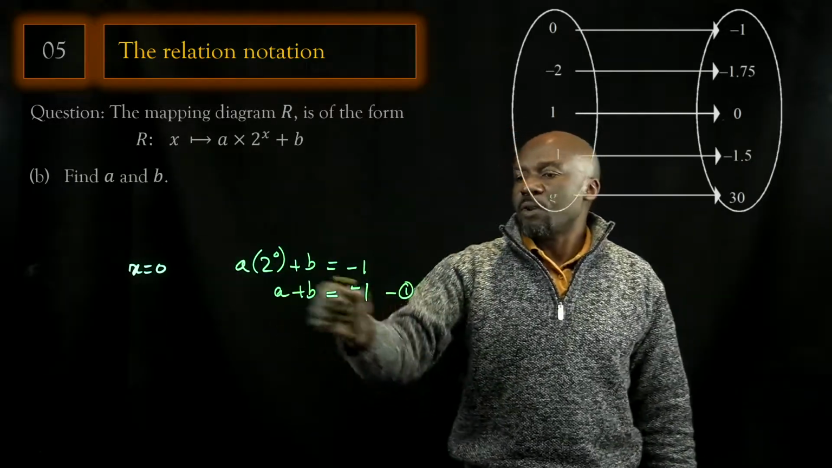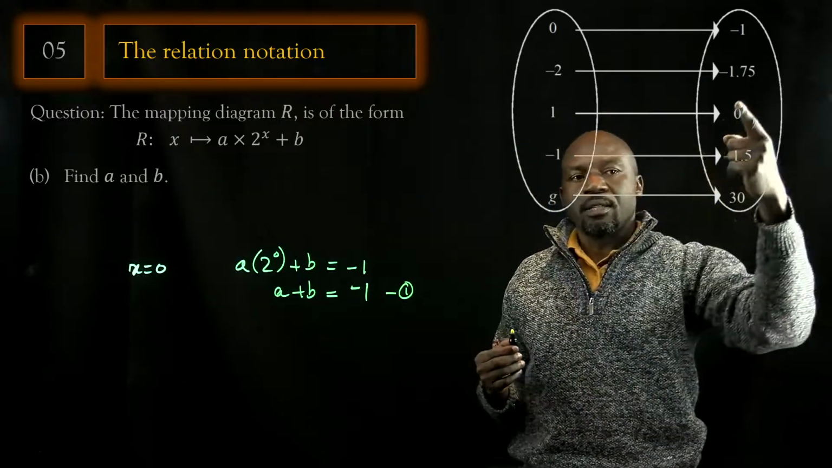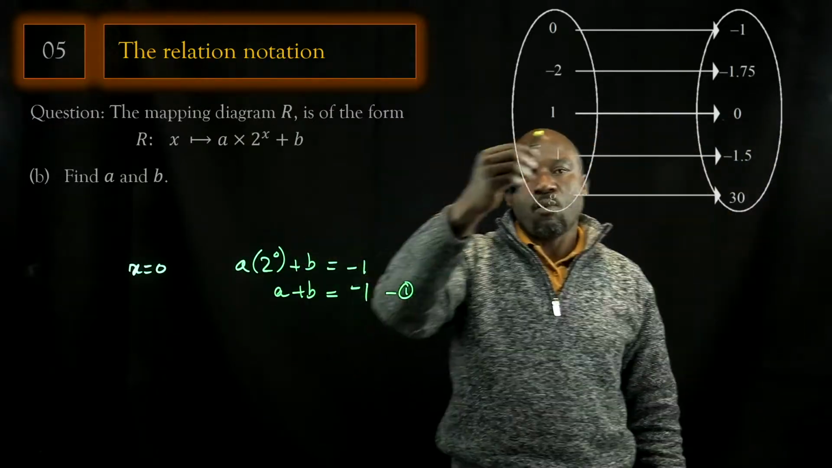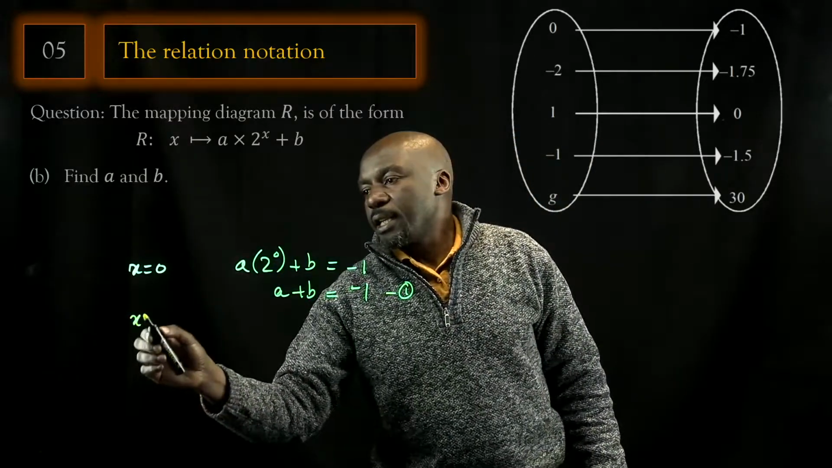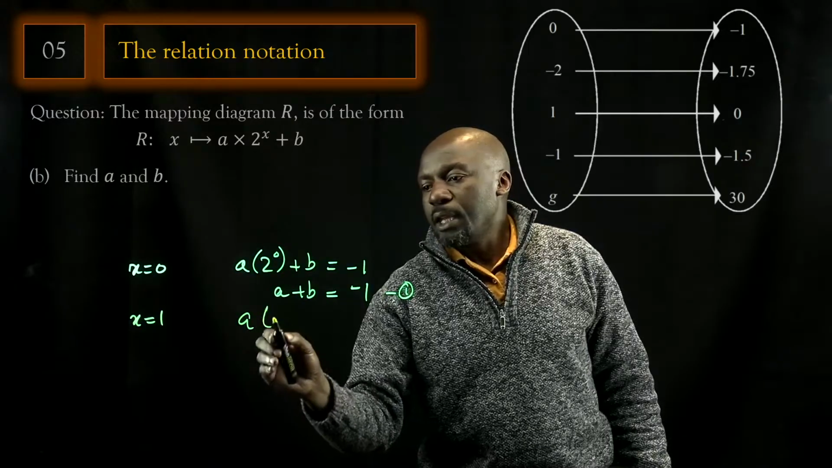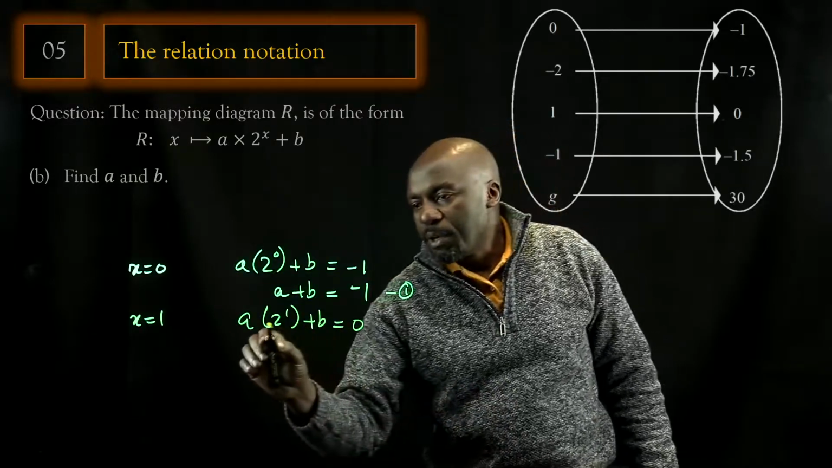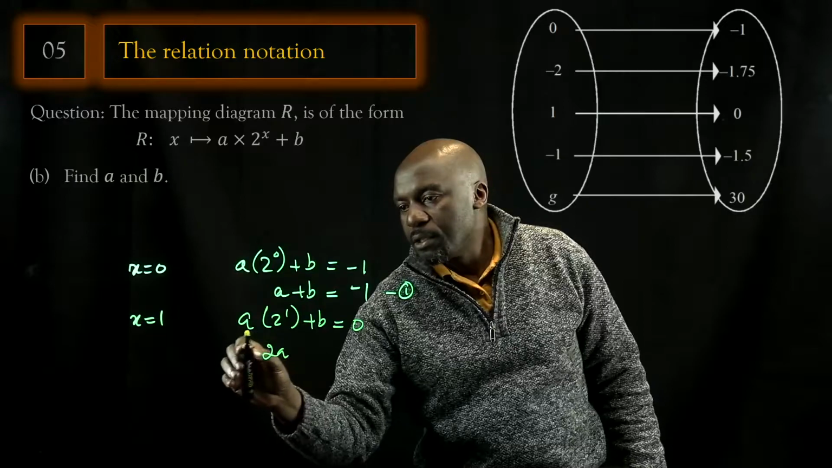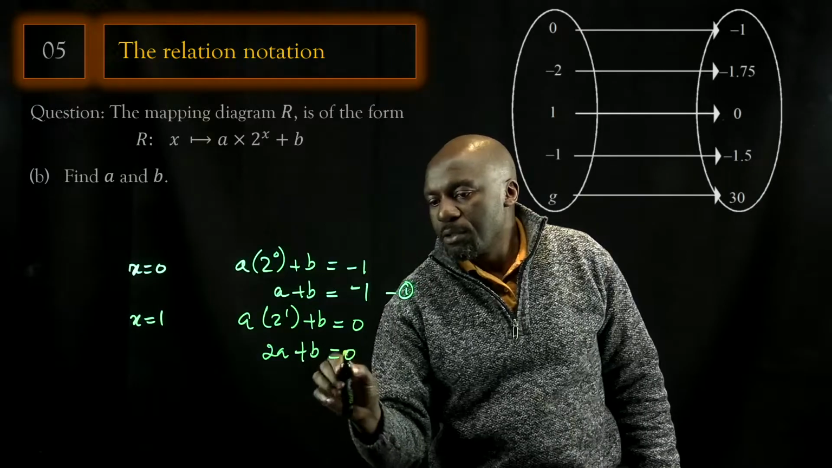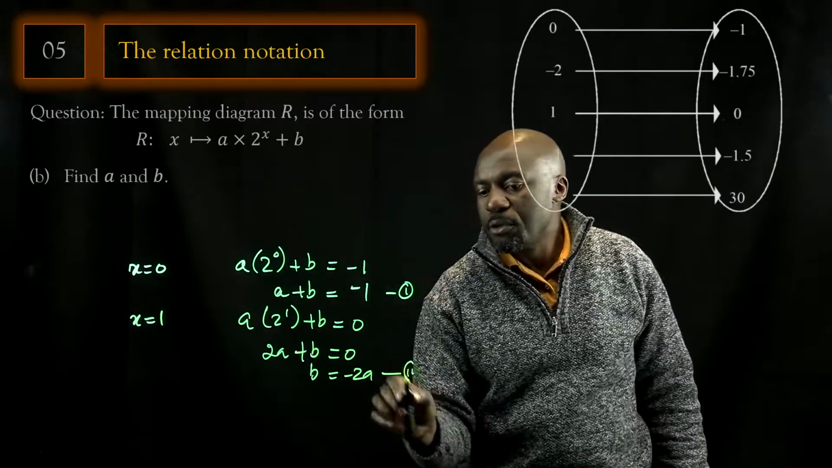We have two unknowns, so one equation cannot help me. Now I pick another point. I can pick negative 2, but look at the result. It's just going to complicate matters. I want stuff that is easy to simplify, so I'm going to take 1. So when x equals 1, then I have a times 2 power 1 plus b must be equal to 0. If I simplify this, I get 2a, 2 power 1 is 2, times a is 2a, plus b equals 0. So b must be equal to negative 2a, which is my equation 2 now.